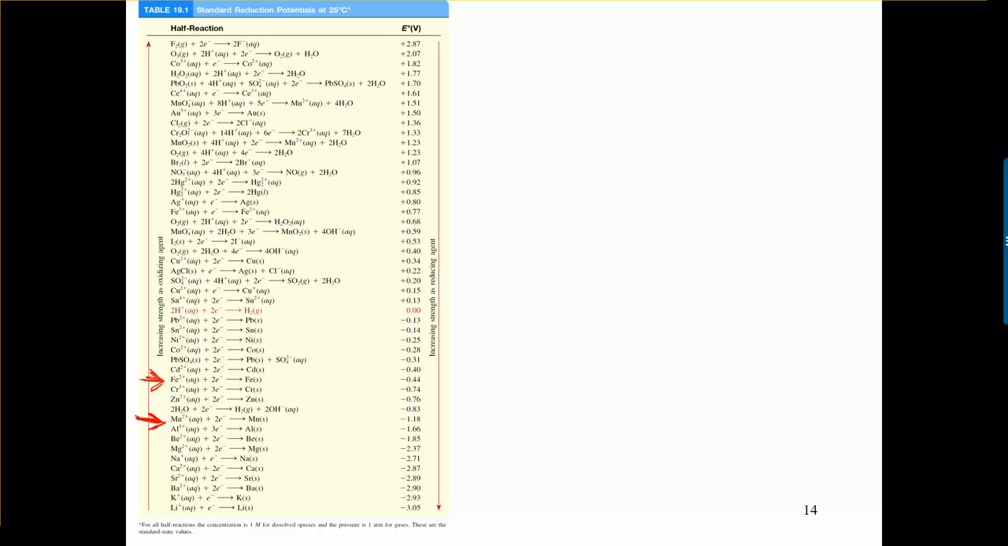These standard reduction potentials charts are things you're going to have to refer to if we want to calculate the E naught of a cell. Remember, it's E naught of the cell equals the anode minus the cathode. I'm sorry? Oh, you're right. It's the cathode minus the anode. So once you identify those two things, you'll be able to calculate that very easily.